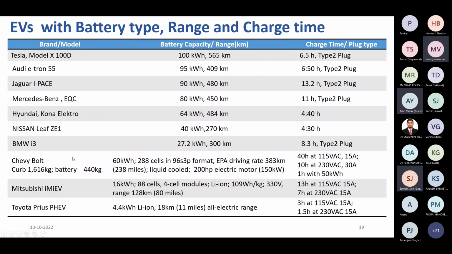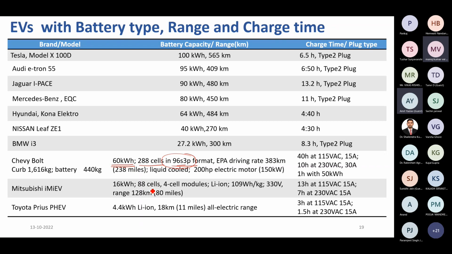I'll just go specifically into some of these. Here you can see that if it is 60 kilowatt hour, there are 288 cells in a 96S 3P format. It will be 96 cells connected in series and 3 in parallel. So this is the format in which they connect.